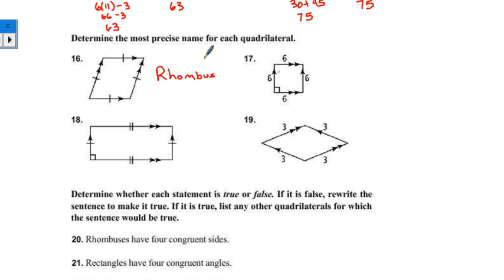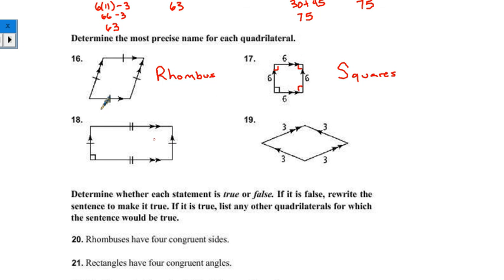With all 4 sides parallel and all 4 right angles, a lot of people are going to look at this and not notice that all 4 sides are congruent as well. That's going to make this a square. Guys, if the sides are the same and it's all right angles, that's a square.